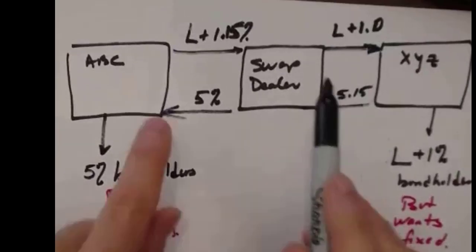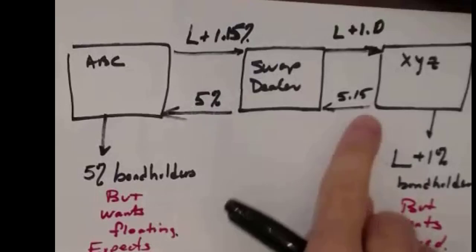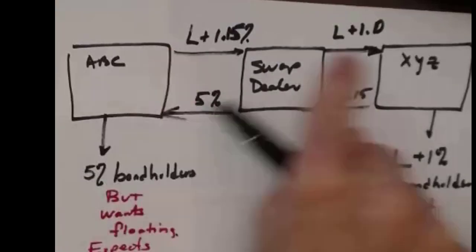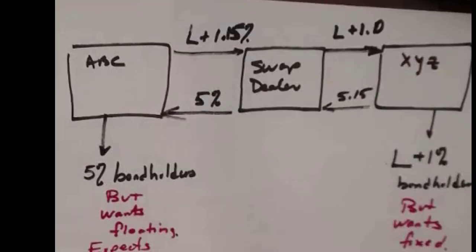Okay, so this right here in the middle is the swap, swapping fixed for floating. Okay, so now look what happens. I'm going to get a different color pen here. Look what happens in this situation.